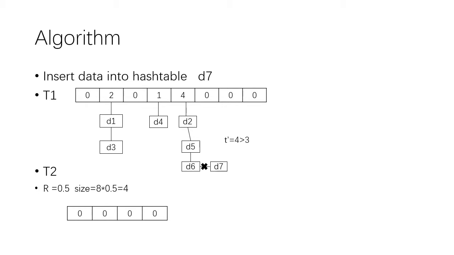It's exceeded our threshold. So now we need to construct another hash table T2. And remember that we said our ratio factor R is equal to 0.5. So now the size of our T2 is equal to 8 times 0.5, which is equal to 4. So next, in T1, we have a set of 4 hash table and we mark every index as a 0.